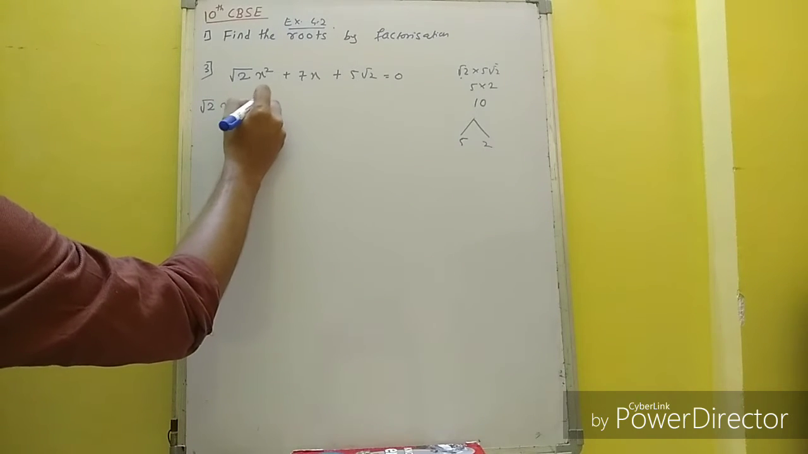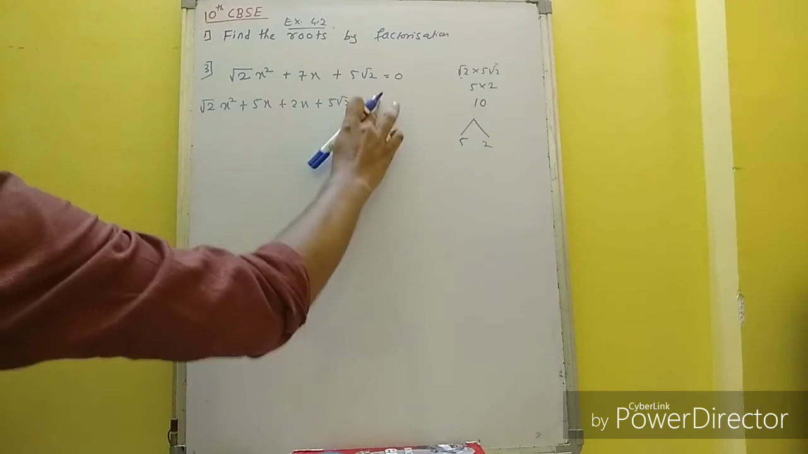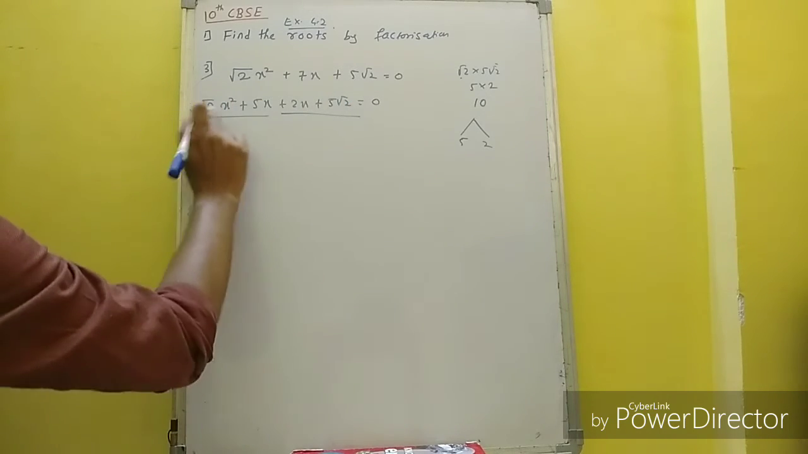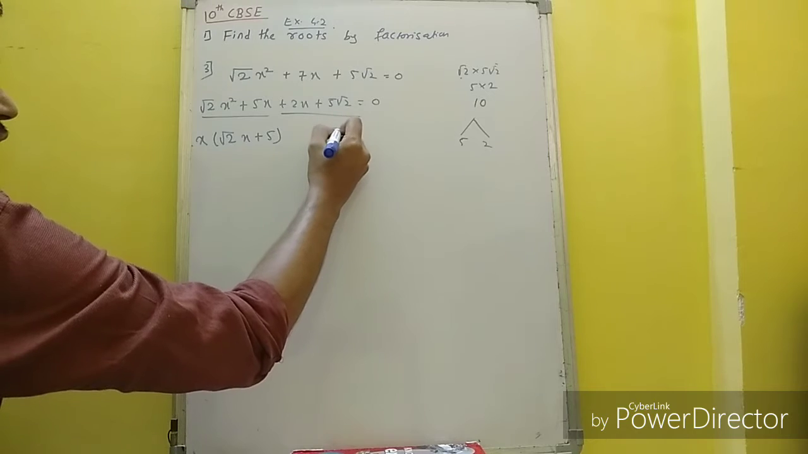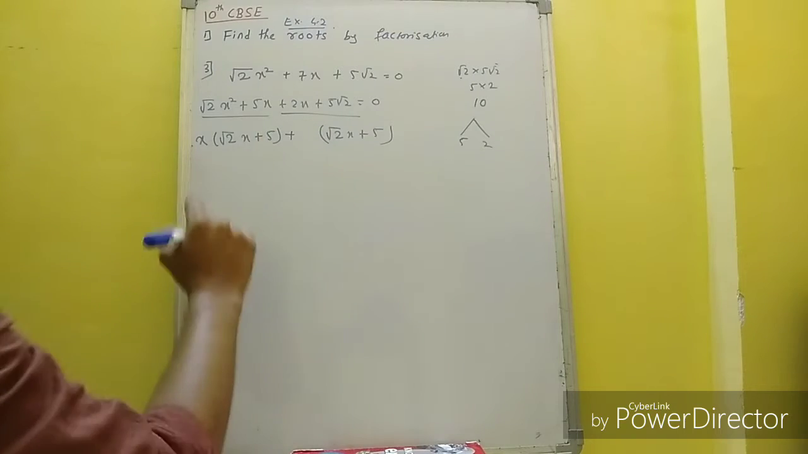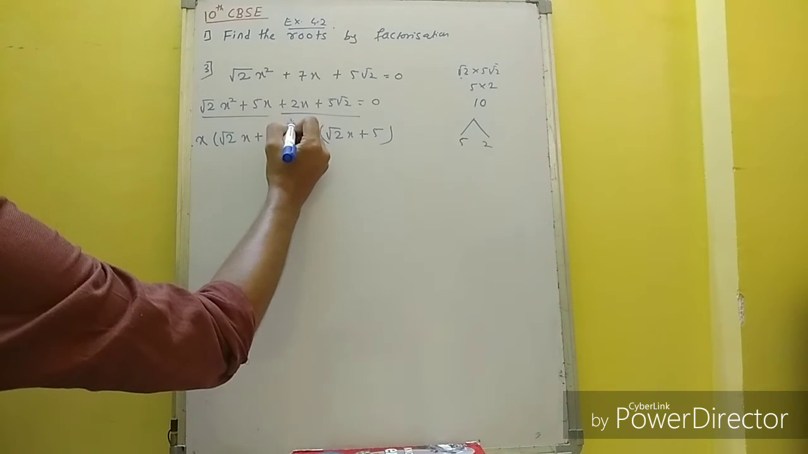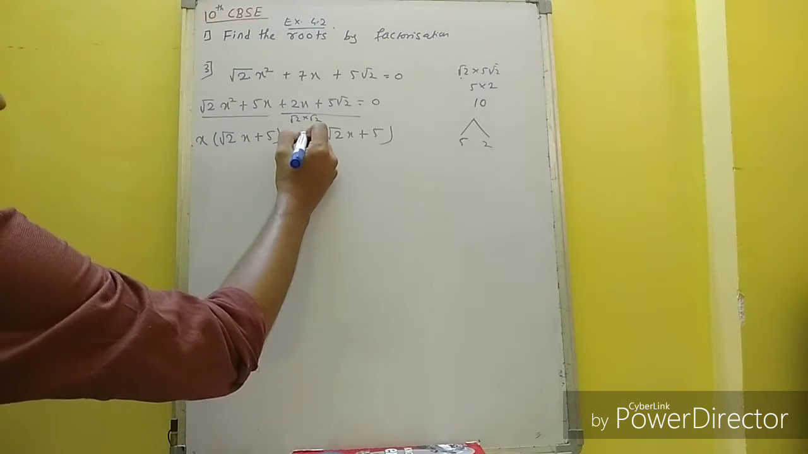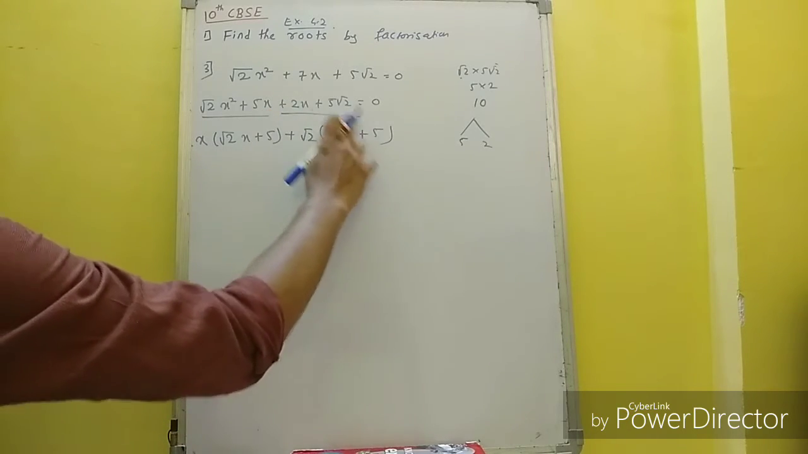Root 2 x square plus 5x plus 2x plus 5 root 2 is equal to 0. We can take x common, only x is common over here. So we will have root 2x plus 5. Here also root 2x plus 5. Signs are not changed, so plus. We were having 2 and now we are having root 2 inside. So this 2 could be written as root 2 into root 2, so that only root 2 will be inside when root 2 is taken as common. So root 2 into root 2 is 2, root 2 into 5 is 5 root 2.